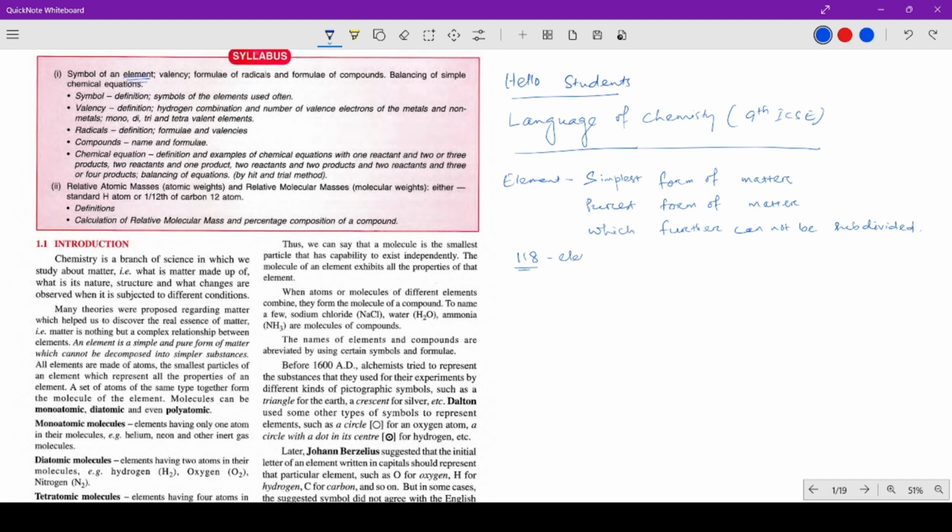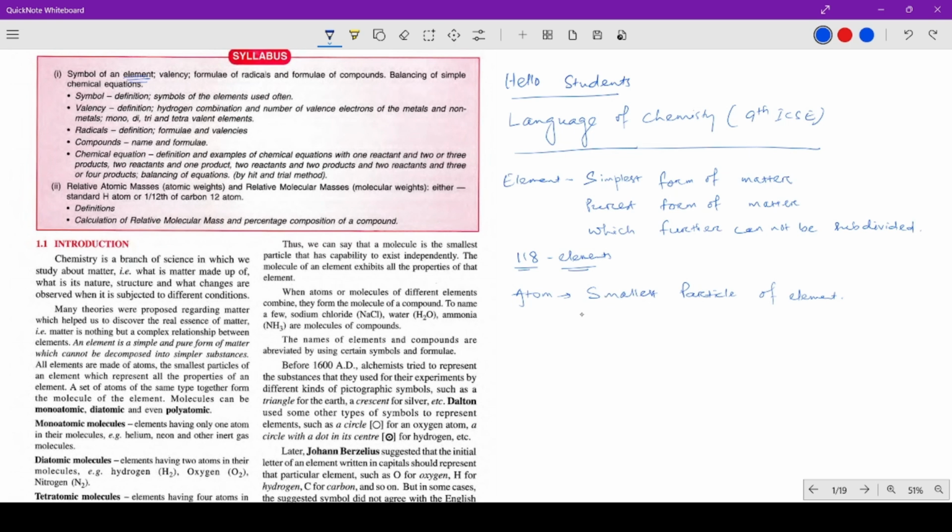As you know, there are 118 elements. These elements are made up of the smallest particle of each kind, that is called atom. So what is an atom? It is the smallest particle of an element.